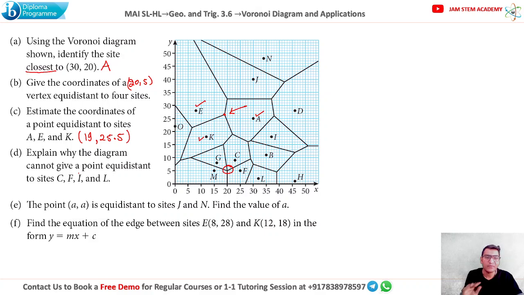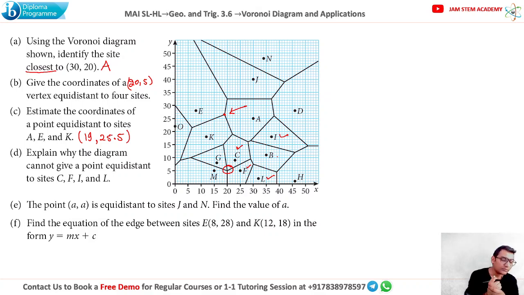Next part is explain why the diagram cannot give a point equidistant from C, F, I and L. So let's look into the diagram. C, F, I, L, go to that. Let me erase these. Okay, C, F, I, L. Here are C, F, I and L. Can you find a point which is at equal distance from all these? No, there is no such point, right? Because this cell B is lying in there. Because of this site B and its cell, you don't have any point here. Otherwise that will be closer to B.